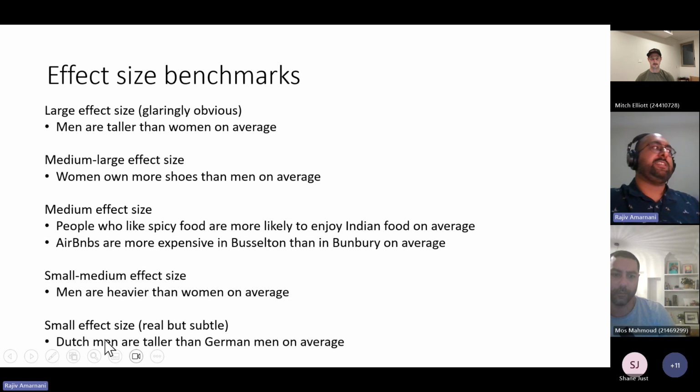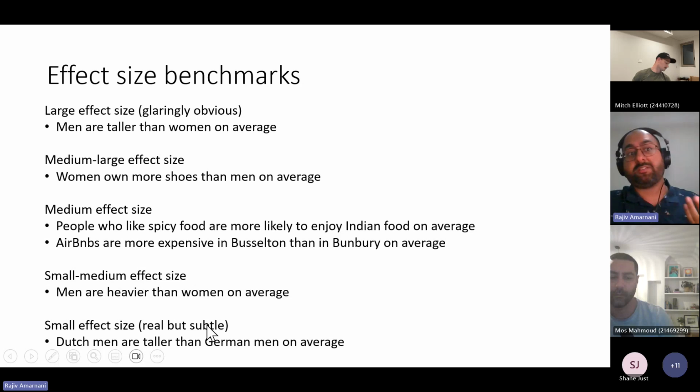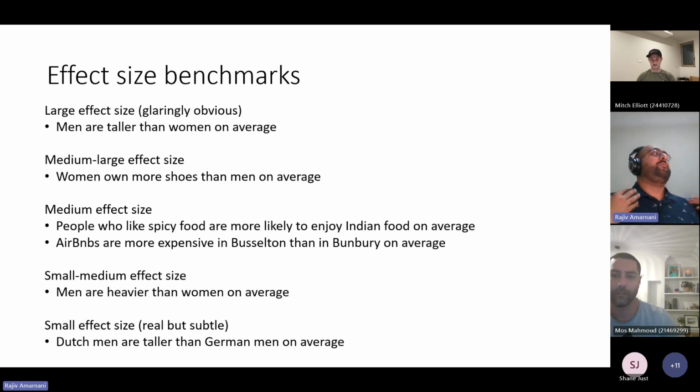And then a small effect is that Dutch men are taller than German men on average. I think the difference is something like 2.5 centimeters, which is not very noticeable, but it is a real and stable effect. It's a genuine effect, but it's small and subtle. So when you are working out what you're trying to do, are you looking for glaringly obvious effects like men being taller than women, or very subtle, delicate and difficult to find effects like the height difference between Dutch men and German men? The smaller the effect you're looking for, the bigger the sample size you need.